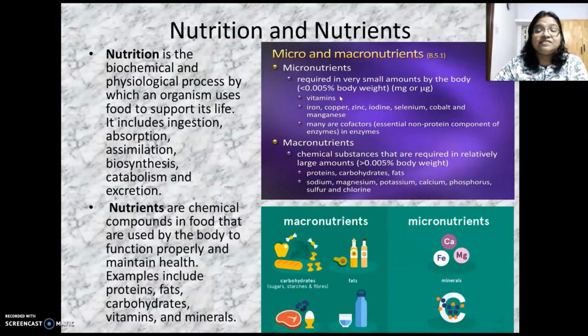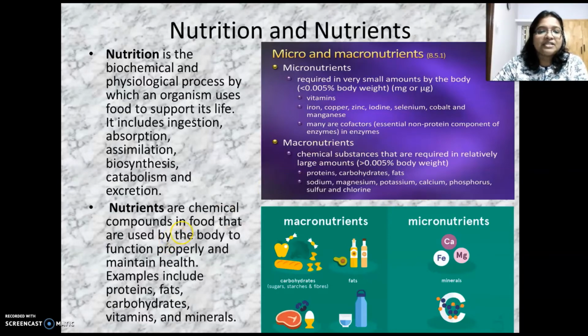Micronutrients are the nutrients which are required in very small amounts by the body. Examples: vitamins, iron, copper, zinc, iodine, cobalt, etc. These are required in very small amounts by our body for its life activities, and those are called micronutrients. There are some nutrients like proteins, carbohydrates, fats, and even sodium, magnesium, potassium, calcium, etc., which are required in larger amounts. And we call them macronutrients.